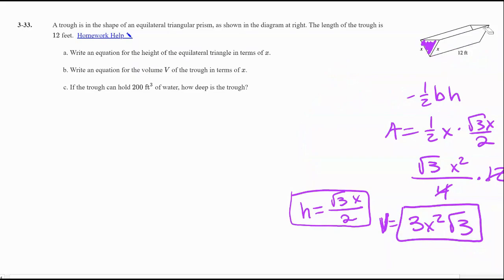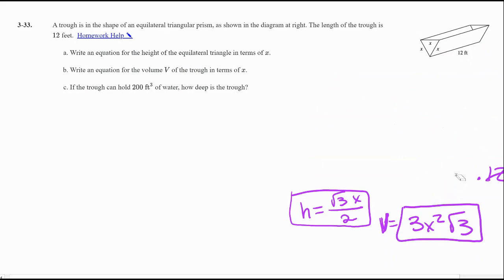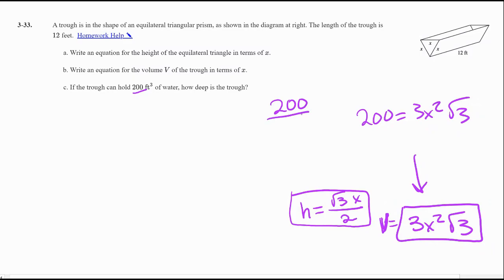For part C, it says, if the trough can hold 200 cubic feet of water, how deep is it? What that means is that we're given the volume, so the volume is 200. Now I'm going to rewrite this equation, 200 equals 3x squared √3, and I'm going to solve that for x. When I solve that for x, I divide by 3 root 3. So 200 divided by 3 root 3 is x squared. I take the square root of both sides.